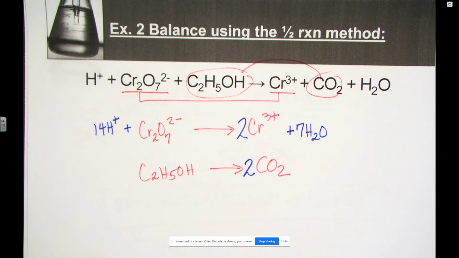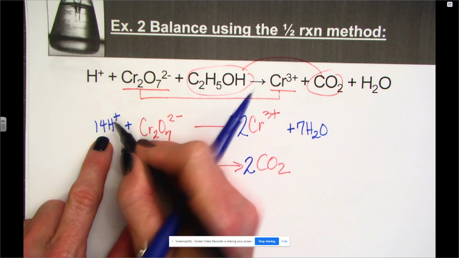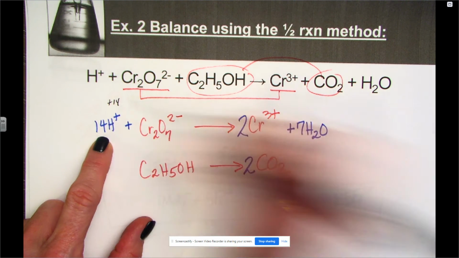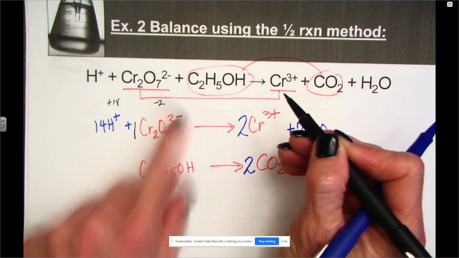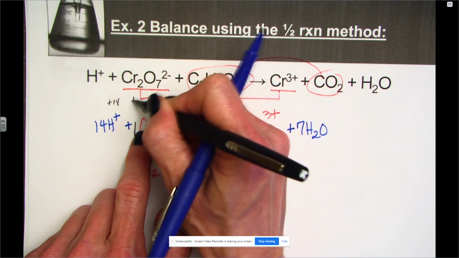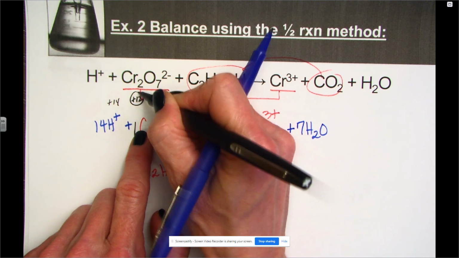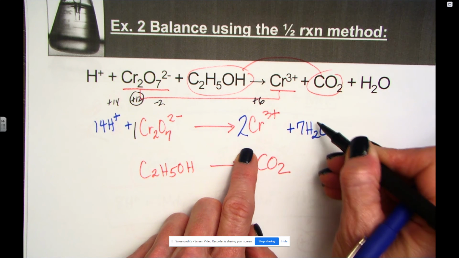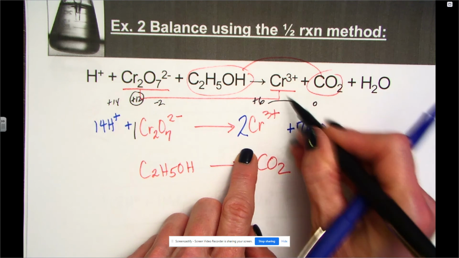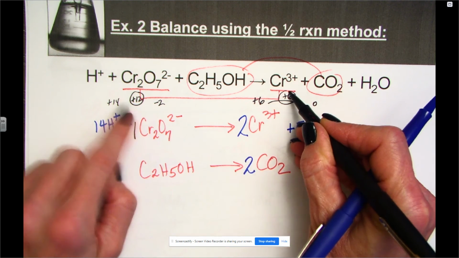Now let's look at our charge. So we have 14 times 1 is a plus 14. 1 times negative 2 is a negative 2. So on this side, the net charge is plus 12. All right. 2 times 3 is a plus 6, and this is neutral. So we have a plus 6 on this side and a plus 12 on this side.